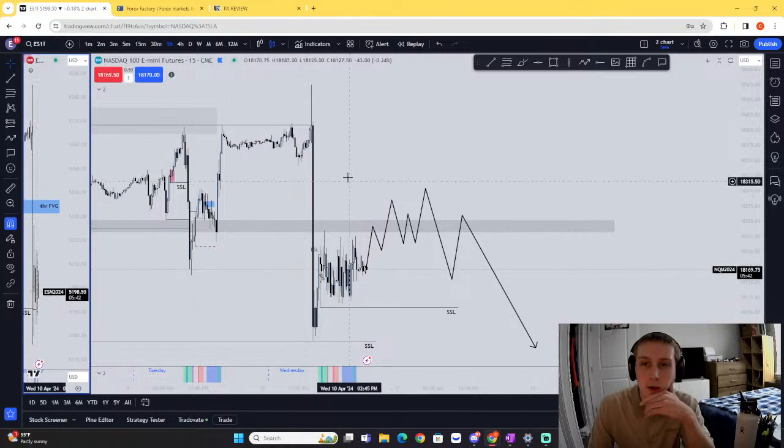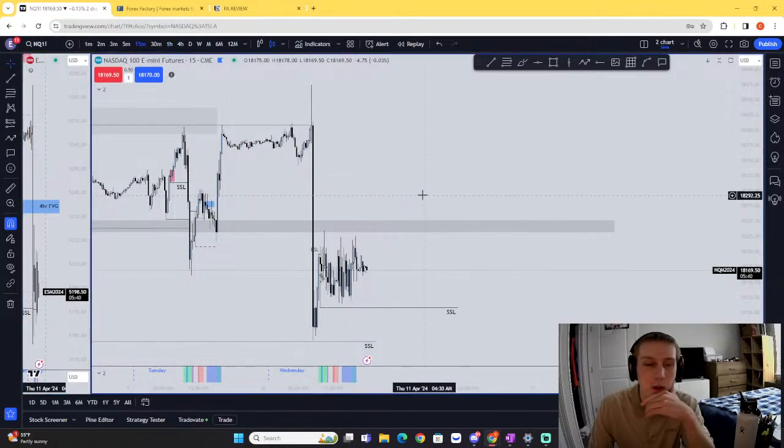We have this huge imbalance. I'm looking for equilibrium to then sell lower. So that's what I'm looking at. That's really what my bias is going into tomorrow. So I really don't like it. I'm just gonna wait and see what the market provides us.